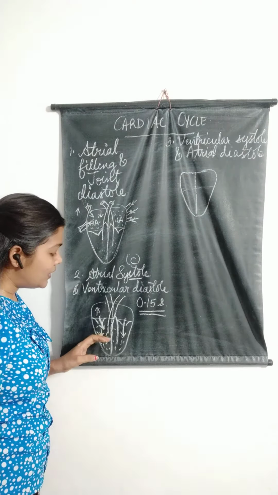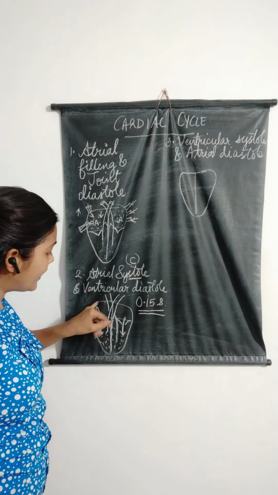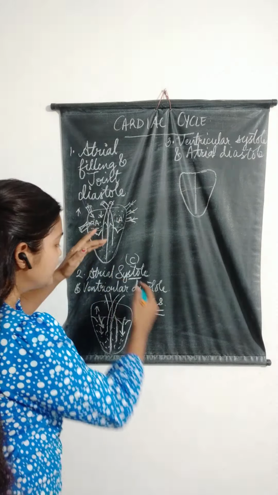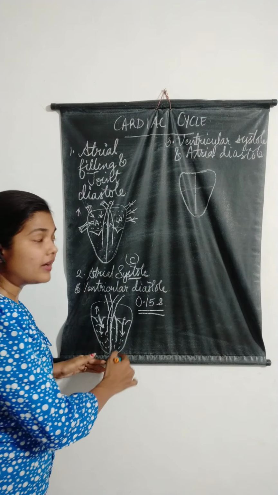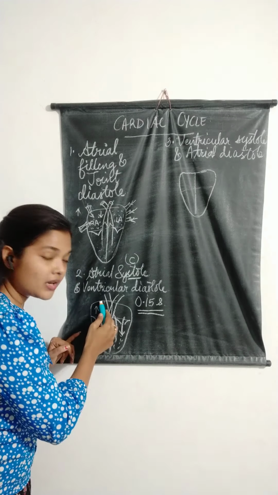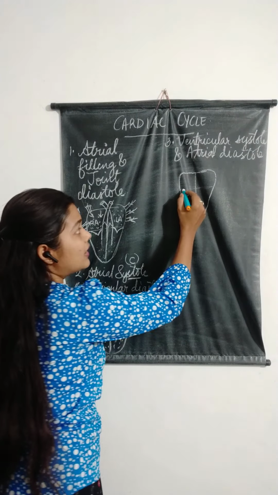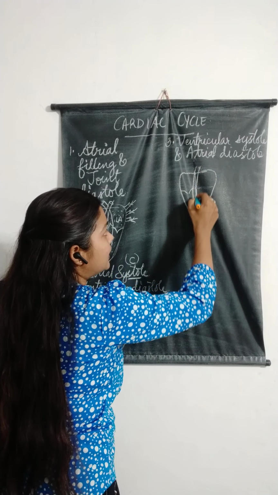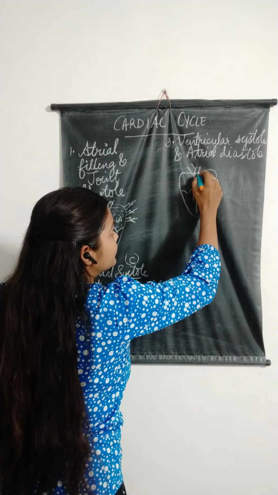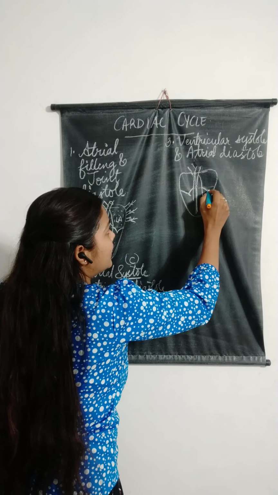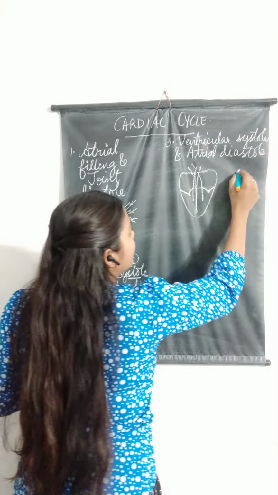So now here the pressure is exceeding. Now again here low pressure is formed. Once the blood has completely moved into the ventricles, in order to prevent the blood from going back into the atrium, this AV valve needs to be closed. The AV valve will get closed. So this indicates closure of AV valve.